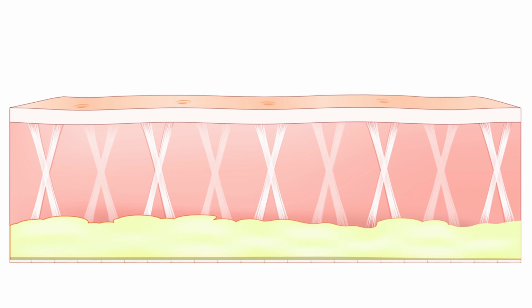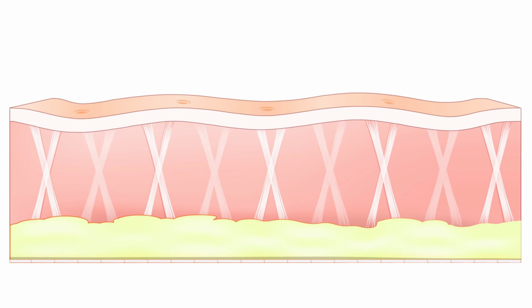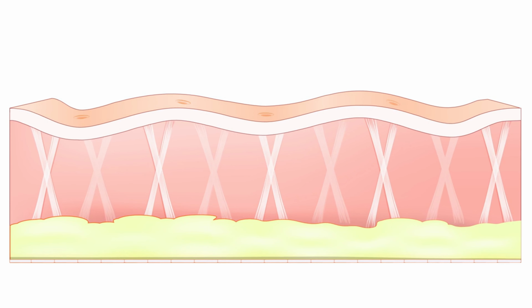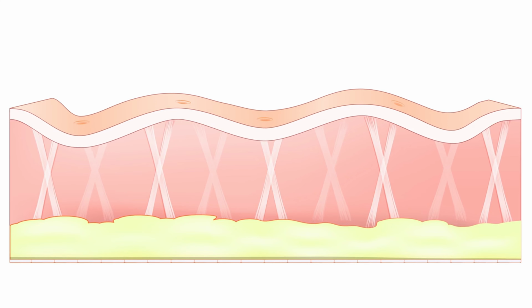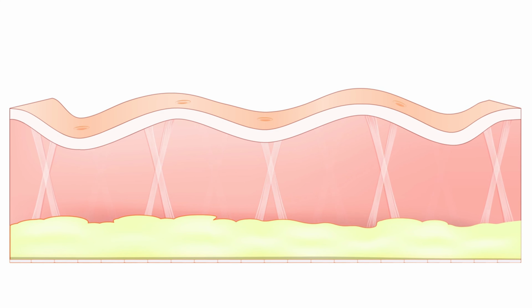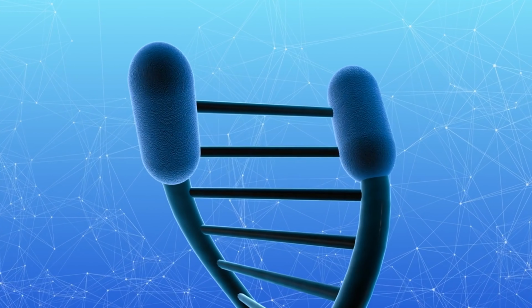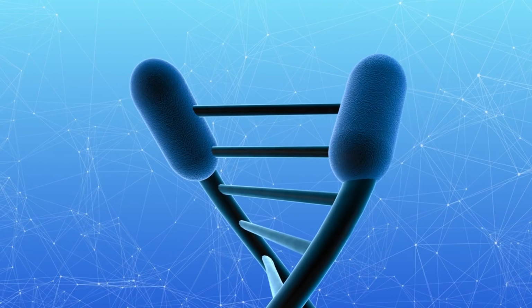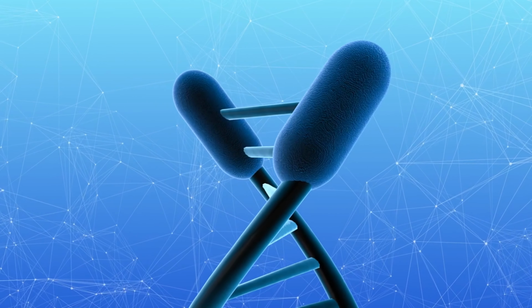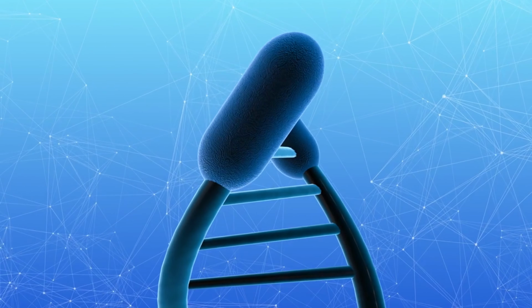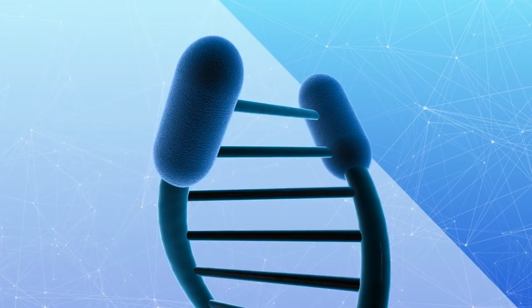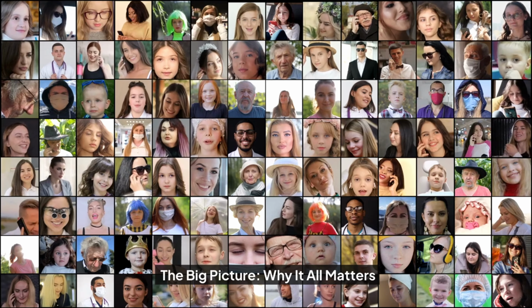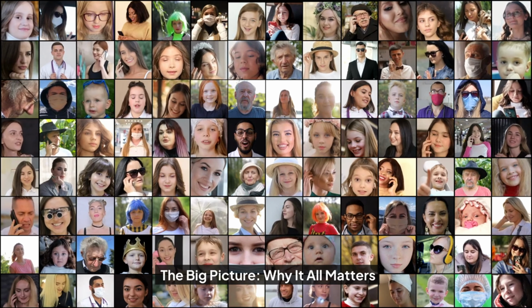Gene expression also plays a role in aging, with factors such as collagen production and skin elasticity changing over time. The way these changes manifest is influenced by both genetic predispositions and external factors, such as sun exposure and skincare habits. The big picture, why it all matters.